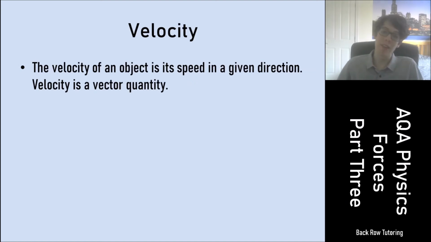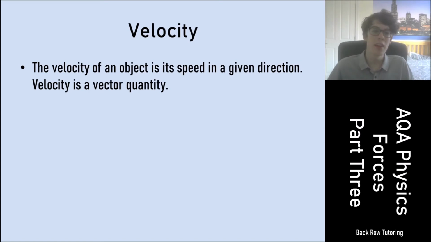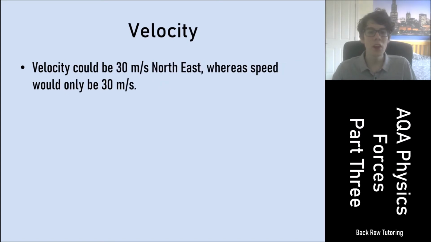Okay, next we're going to have a look at velocity. The velocity of an object is its speed in a given direction. Velocity is a vector quantity. Velocity could be 30 meters per second northeast, whereas speed would just be 30 meters per second. So velocity includes a direction, as it's a vector.